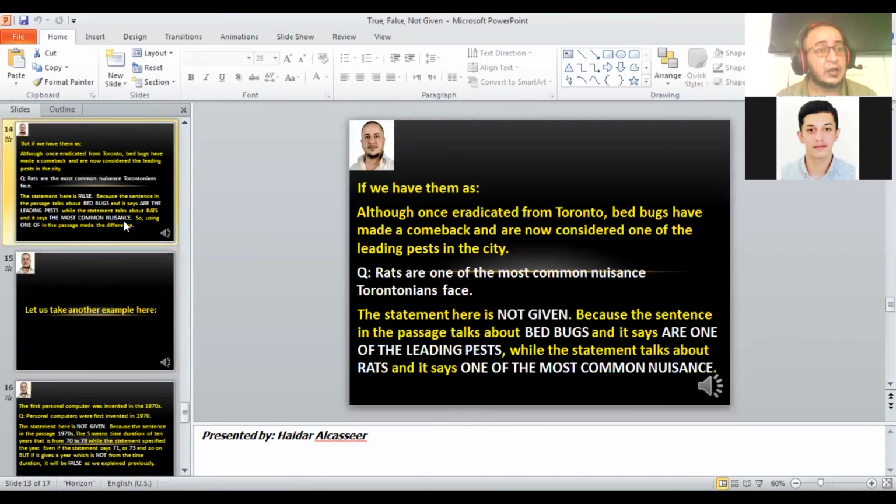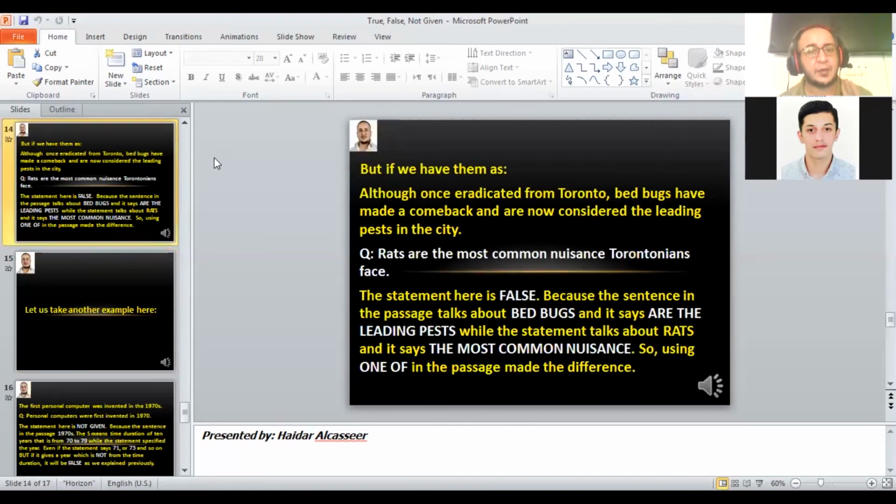Okay? But if we have it like this, focus on this one: although once eradicated from Toronto, bedbugs have made a comeback and are now considered the leading pests in the city. I have deleted "one of". Rats are the most common nuisance Torontonians face. In this case, the sentence is false. Why? Because it says bedbugs are the most, and here it says rats are the most. It gives different, wrong information. Okay? Yes. Any questions here?